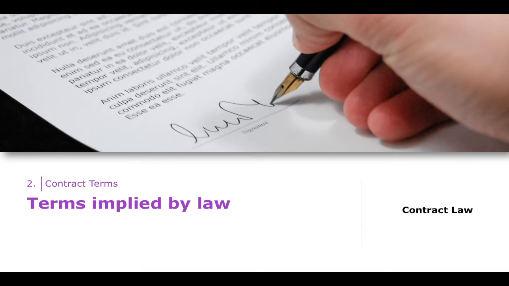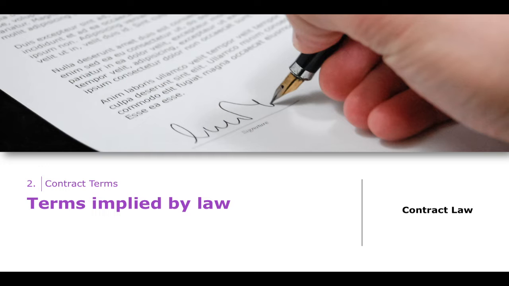Previous lessons have spent a little bit of time talking about the ways in which terms can be implied into a contract. We noted, for example, that terms may be implied into a contract in fact, and we noted that there are two major tests that we can look at to make a determination as to whether or not a particular term may be implied by fact.